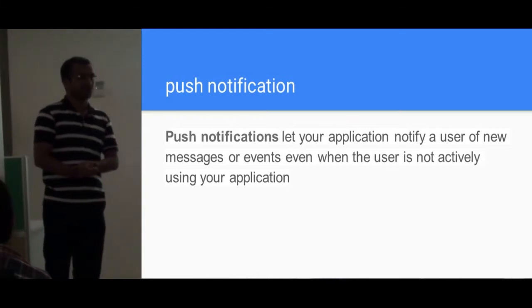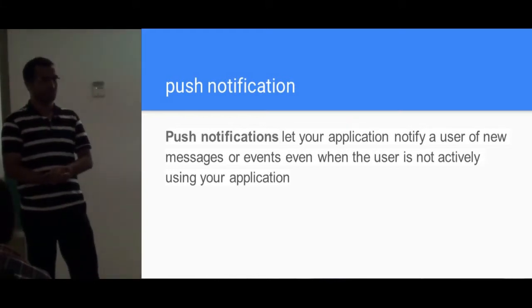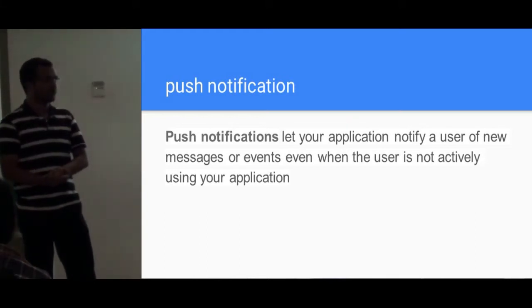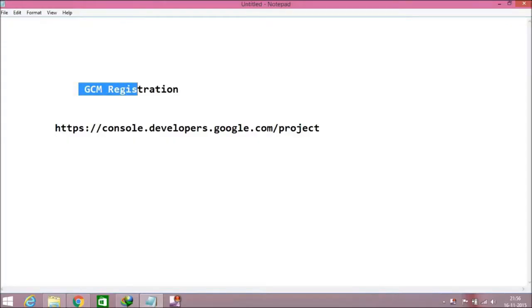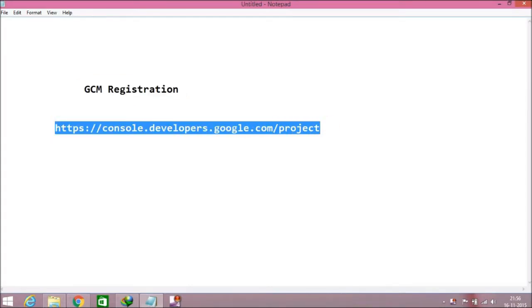I will show you how to create a Parse push notification on an Android device. First, we need to register for Google GCM. GCM works as an active server. It will receive from Parse cloud code and send push notifications to mobile devices. Go to this link, you will get the Google Developer console.